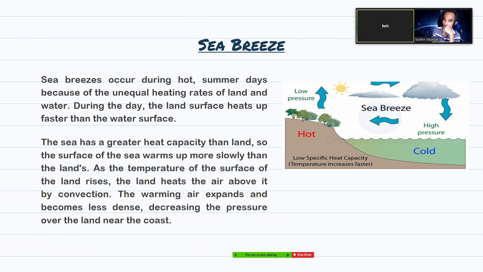If it's a land breeze, then it's the other way around. The sea will have a lower pressure because of the high heat capacity, and the land will have a high pressure because it cools down faster compared to the sea. So the wind is coming from the land to the sea, to the ocean.